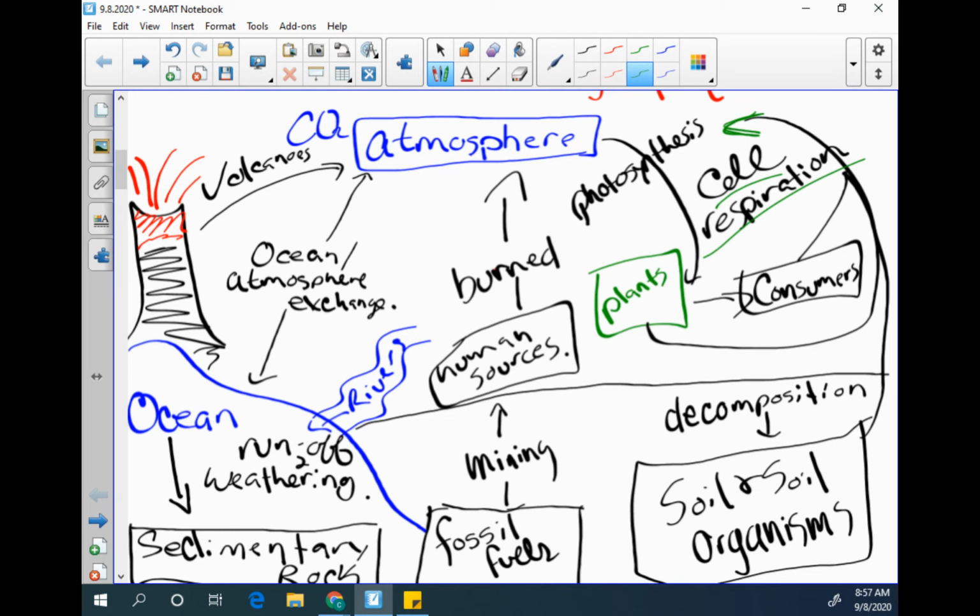Are there any questions about this? There's a couple little key points I want to hit, and then I will move into the phosphorus cycle, which I think is far more interesting. That's just me.